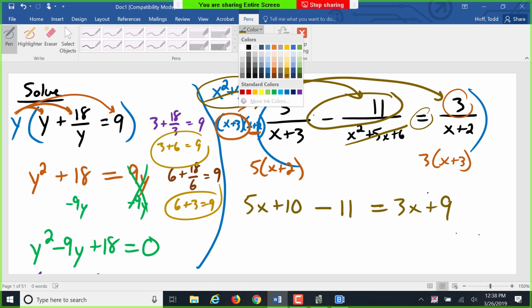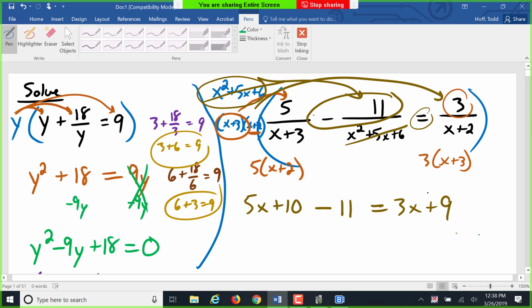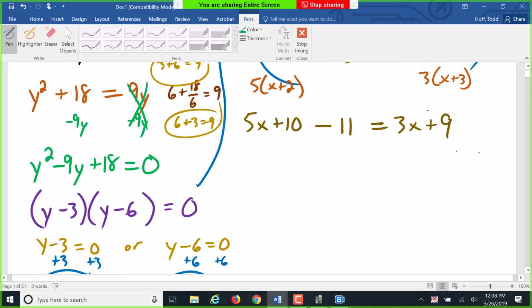Now from here, what do we have to do next? Move the right side over to the left? Well, we could start with that, but the first thing we want to do, remember, when we get into this form is always combine what we can. There you go. So we've got the 5x, positive 10 and negative 11 make negative 1. Now 3x plus 9.